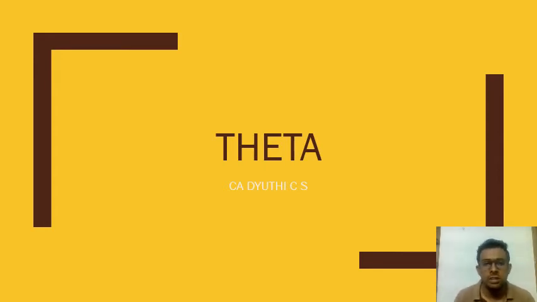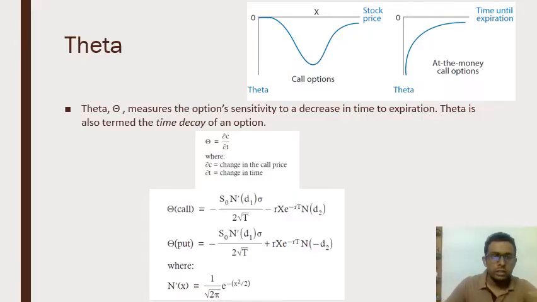In this video, we are going to learn all about theta, how theta measures option sensitivity, etc. So let's get started. Coming to theta, theta is an option sensitivity measure. It measures the change in value of a call option or a put option with respect to change in time. It is termed the time decay of an option.